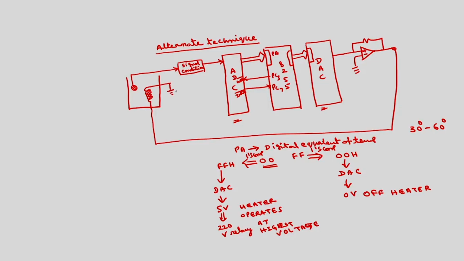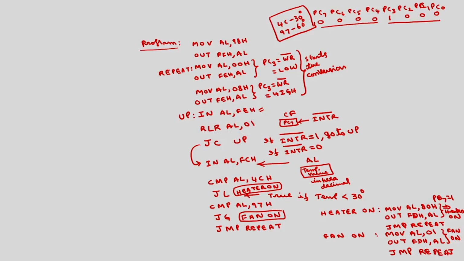This is the process. So, you can write the program in a similar manner. The program is the previous program only. The only modification is here: after reading this temperature value in AL, you simply have to complement this value and give that value to the digital to analog converter. So, up to here it is the same; I am writing the remaining program. In AL you have to complement this value, NOT AL.